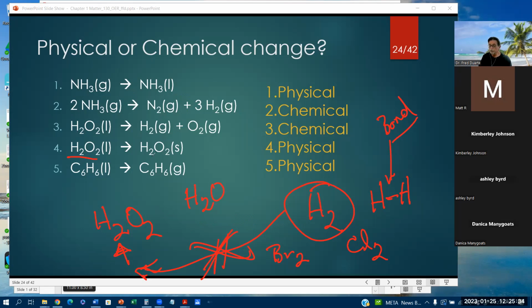And so number 4 is a physical change. Why do I know that? Because when I look at the chemical makeup, it is H2O2 as a reactant, and it is H2O2 as a product. Furthermore, I can see the physical state changes. It went from a liquid to a solid, so that is a physical change.